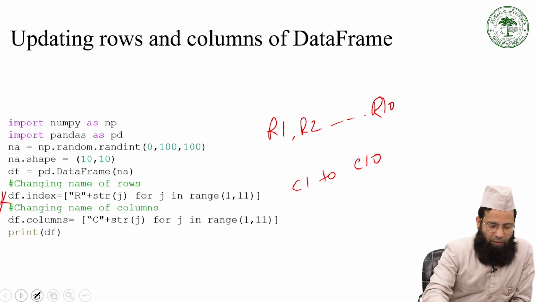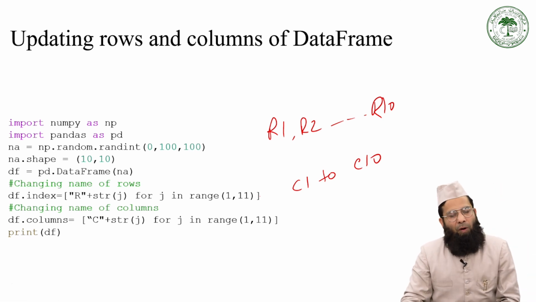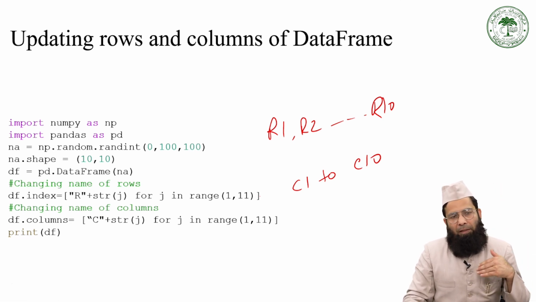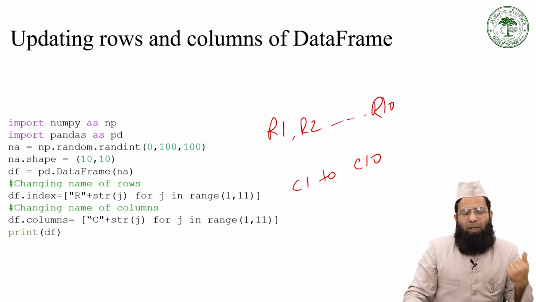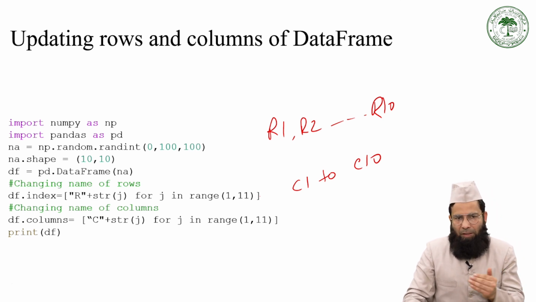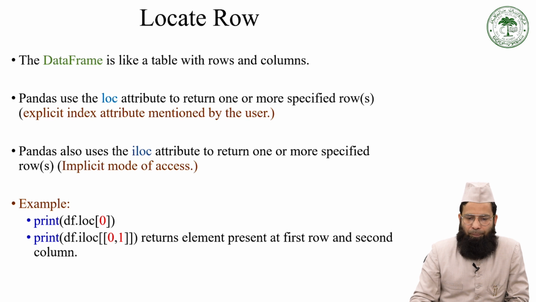let me erase this one. So instead of mentioning individual column names and index names, I can utilize the for loop to create a list of index and list of columns, right? So in this way I can mention.